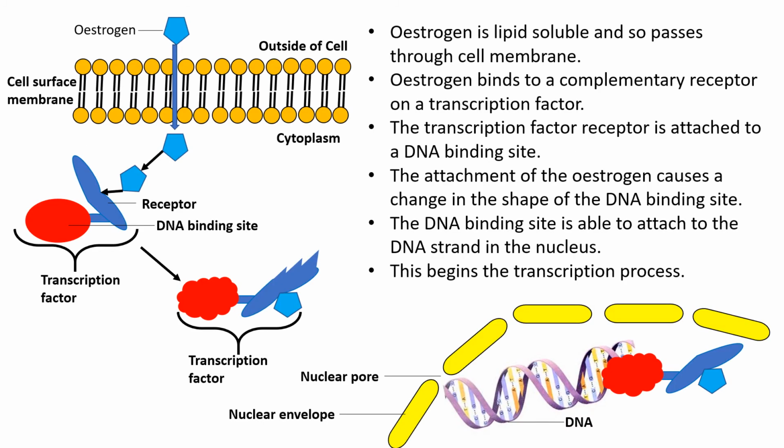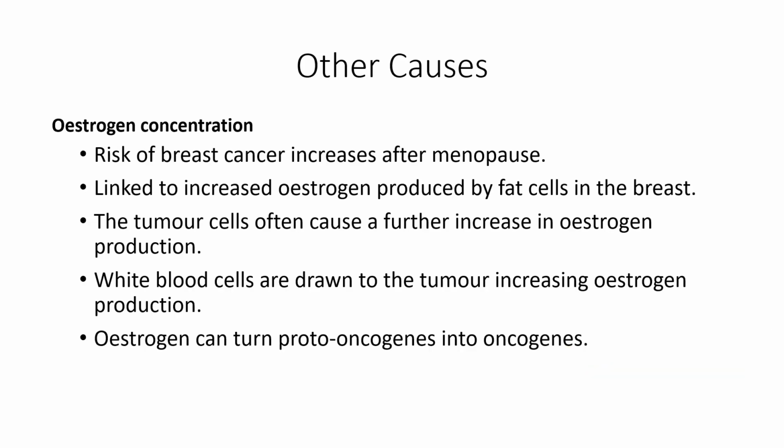On another presentation, we do go through the role of estrogen in terms of activating transcription factors that move into the nucleus and as a consequence activate the process of transcription. However, estrogen has also been linked to cancer, and the concentrations of estrogen have been linked quite strongly to breast cancer. Estrogen is able to turn proto-oncogenes, remember those are the genes that are responsible for switching on mitosis, into oncogenes and as a result develop into tumors. Estrogen has been linked to breast cancer, and breast cancer increases after menopause.